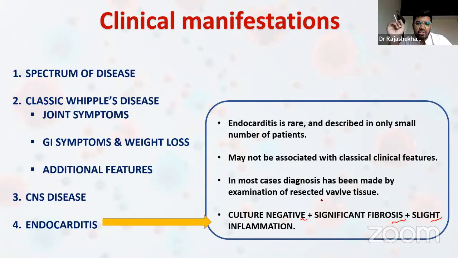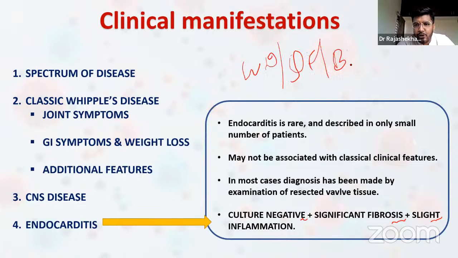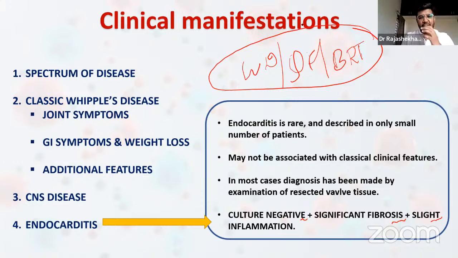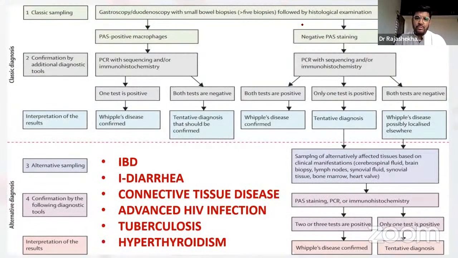Any patient who is culture negative, who has undergone valve resection, if you do the valve pathology analysis and there is significant fibrosis but only slight inflammation, you need to suspect three particular diseases here. One is Whipple's disease. Another one is Q fever. Another one is Bartonellosis. This can be an entrance question. The very common organisms associated with culture negative endocarditis and post-valve resection, where there is very slight inflammation or very few inflammatory cells but significant fibrosis, are the three important organisms: Whipple's disease, Q fever, and Bartonellosis.